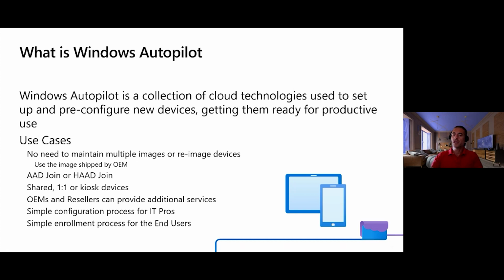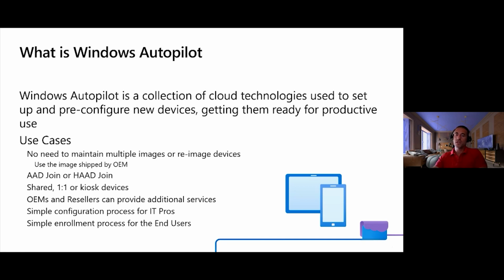So the idea behind Windows Autopilot is to move away from the traditional processes that require the creation and the maintenance of multiple images, reimaging devices, and instead leverage the images that came directly from the OEM or from the reseller and transform them. So use the images that are shipped together with the device from the OEM or the reseller and transform them in a way that meets the needs for your devices to be ready for the classroom.